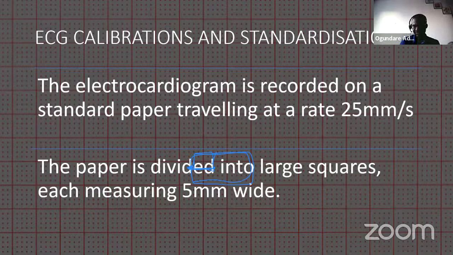I can only hope that you are understanding what I'm talking about. There are still a couple more questions I'm going to ask, but I hope you are noting it. Put it down: one small box is 1 millimeter.